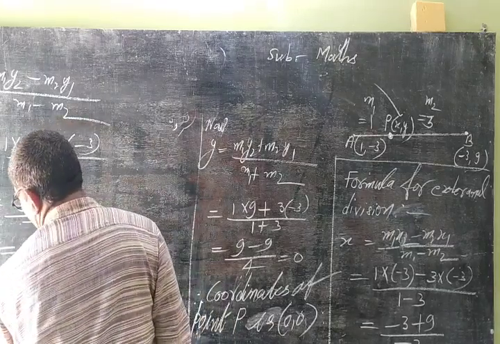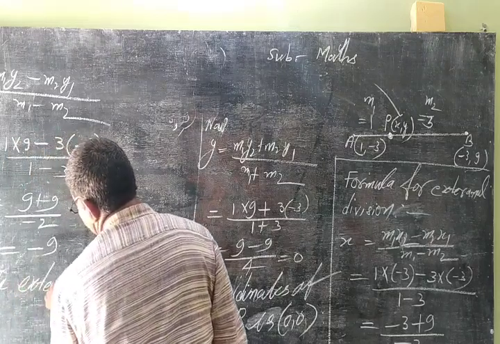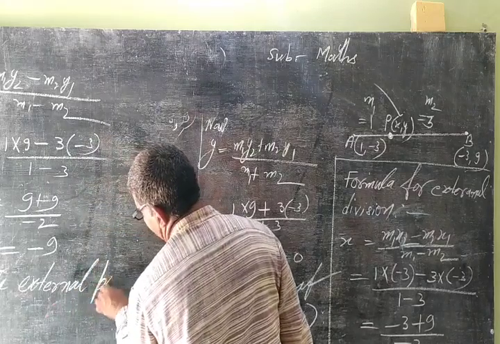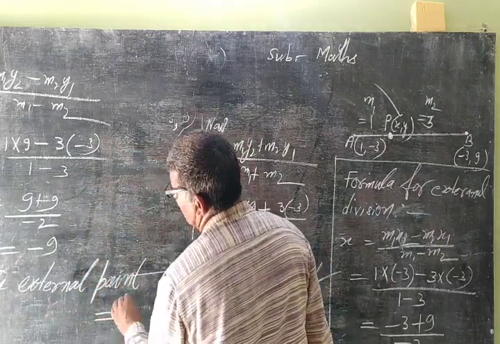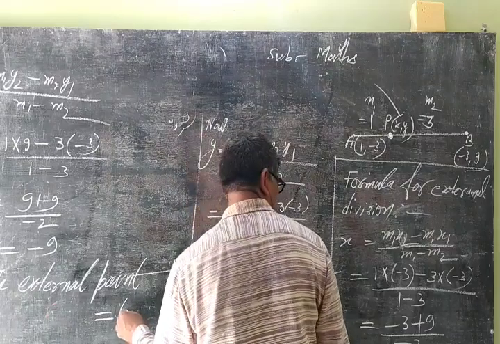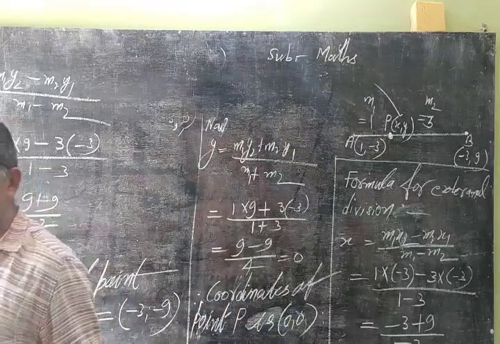Therefore, the external point is equal to (-3, -9). That's all.